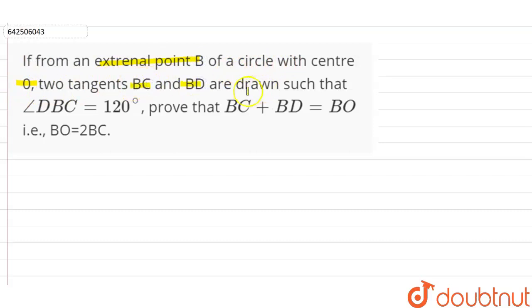If from an external point B of a circle with the center O, two tangents BC and BD are drawn such that the angle DBC equals 120 degrees, then prove that BC plus BD equals BO, and that BO equals 2BC. So first of all, we draw the figure according to the given data.